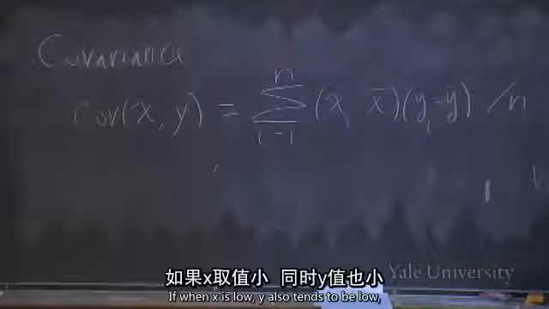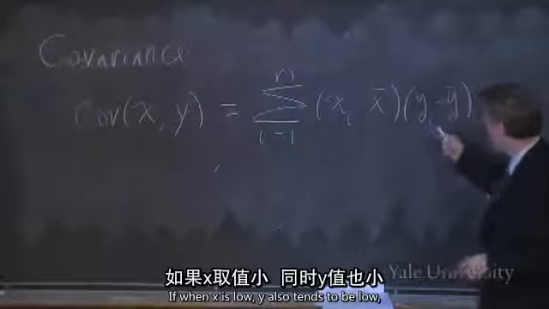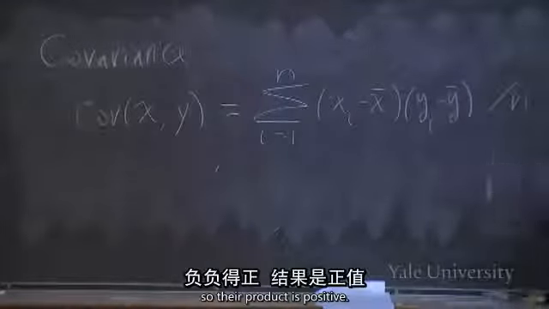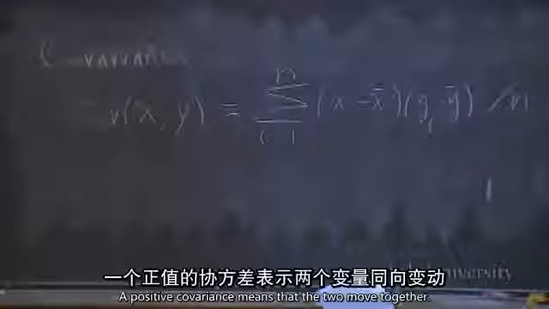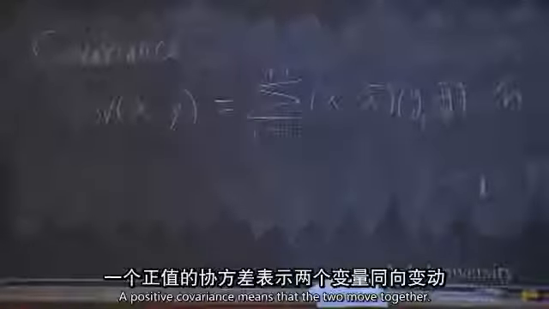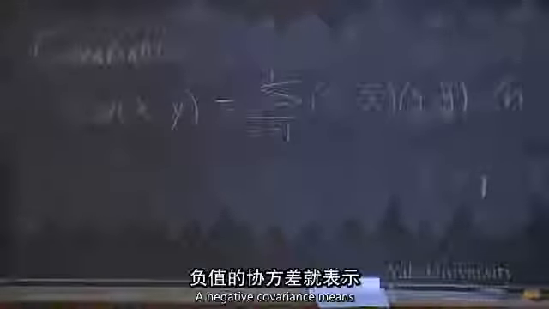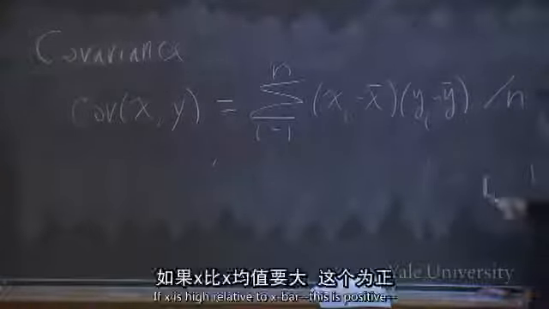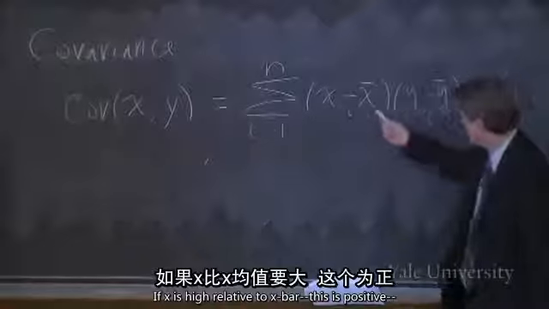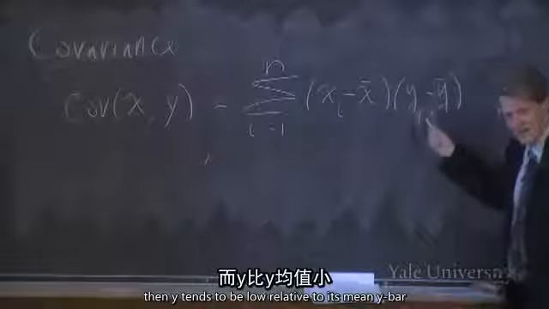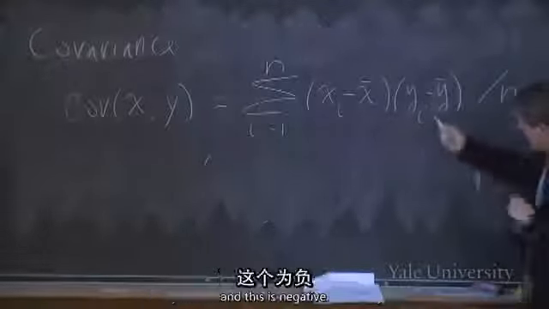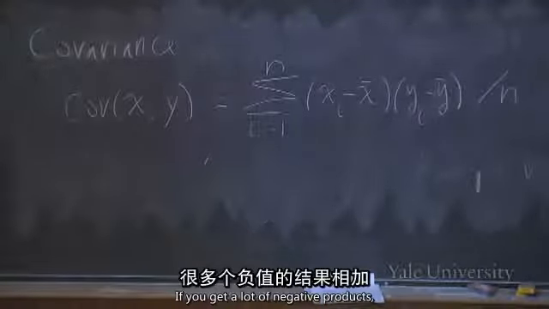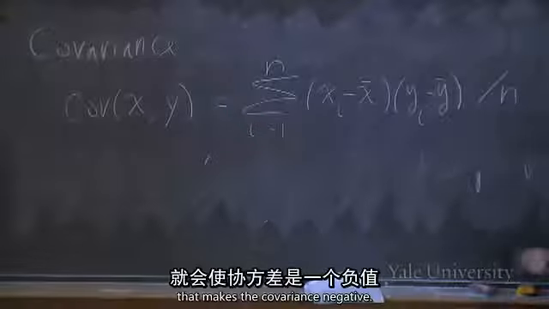Or also, if when x is low, y also tends to be low, then this will be a negative number, and so will this, so their product is positive. All right? So a positive covariance means that the two move together. A negative covariance means that they tend to move opposite each other. So if x is high relative to its mean, this is positive, then y tends to be low relative to its mean, and this is negative. So the product would be negative. And if you get a lot of negative products, that makes the covariance negative.